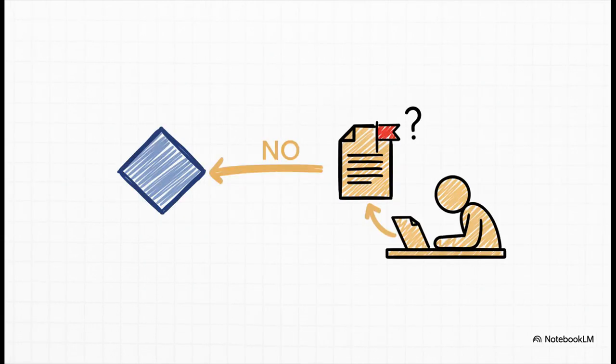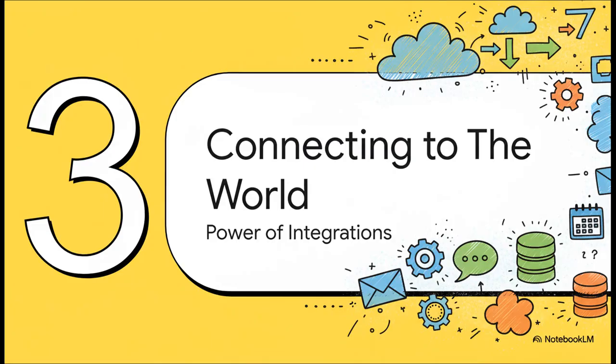But what if the answer is no? What if it's a smaller order? Well, in that case, the agent follows path number two, and it flags the order for a quick manual review by someone on the team. And this is a perfect illustration of how logic lets the agent handle different situations intelligently, kind of like a real person would.